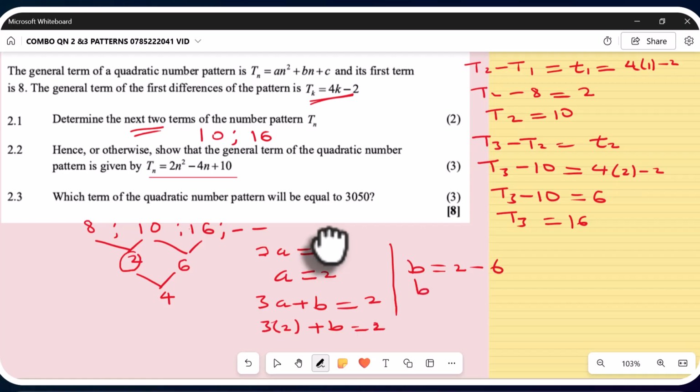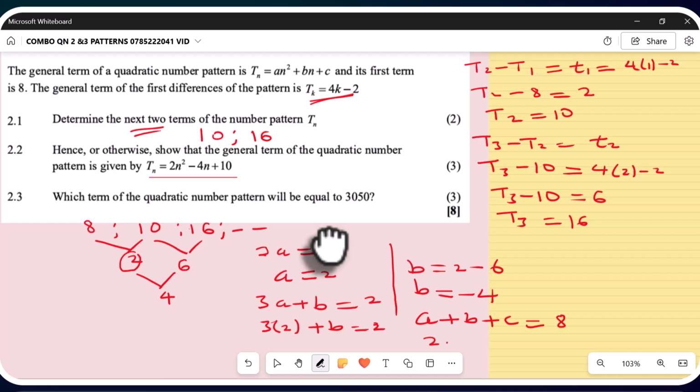Yeah, I hope we are still together, guys. Let's continue. If you're together, let us proceed. All right, guys, now our task was to do the May-June 2025 paper. That's why we have been doing the trial papers for 2025 from different provinces. Let us now do the question on number patterns.